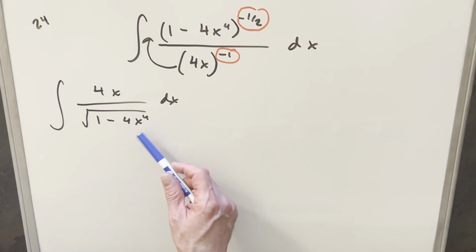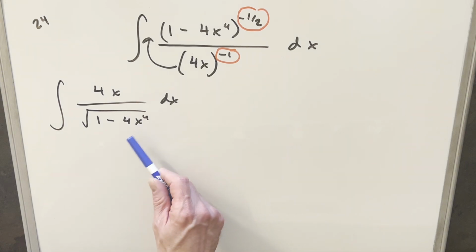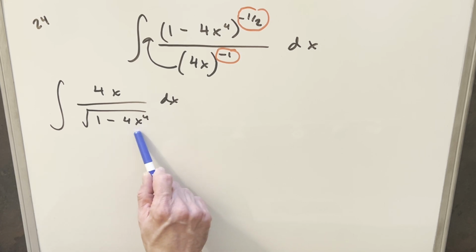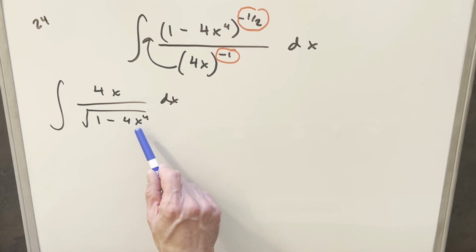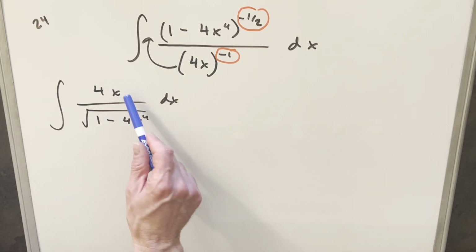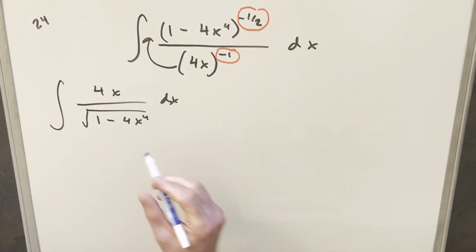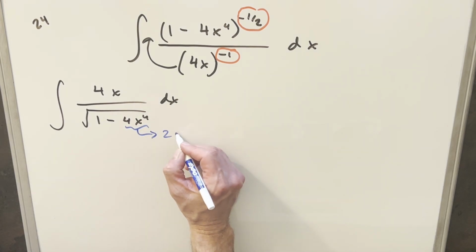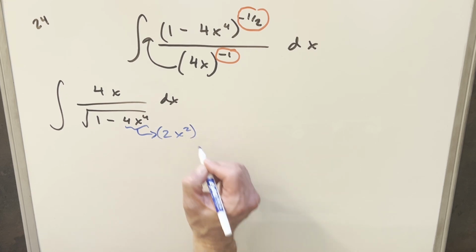Now just by rewriting it, it starts to seem like a u substitution is possible, but we don't really want to do it the way it is here. If I say u is the 4x to the fourth, we get 16x cubed, which is not really that great. It doesn't work that well with 4x in the numerator. But what I can do is rewrite this as a perfect square: 2x squared, all squared.